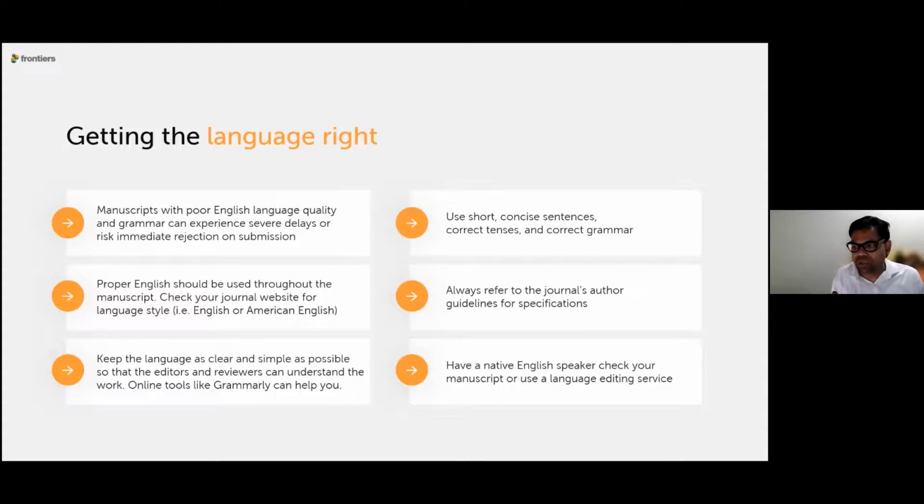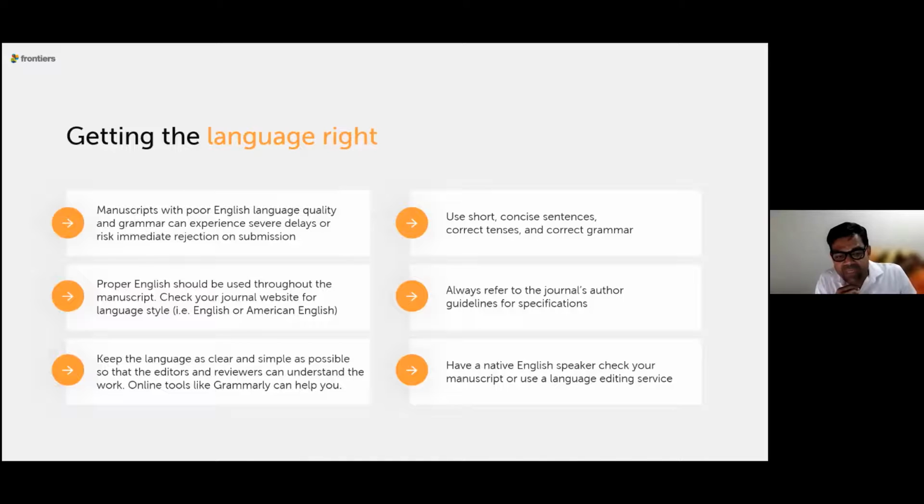Also use short, concise, as I mentioned already, correct sentences, and correct tenses and grammar. Definitely, I have seen that when you try to reduce those, rather than a 4-line sentence, if you have 2 sentences with only 1 or 1.5 lines, then you will have fewer chances of making mistakes in your grammar and tenses, okay? Always refer to the journal's authors' guidelines. That is very, very important. People sometimes take risks, or they think that, okay, let's try and see what happens. No, I think you don't really want your paper to be rejected continuously, okay?